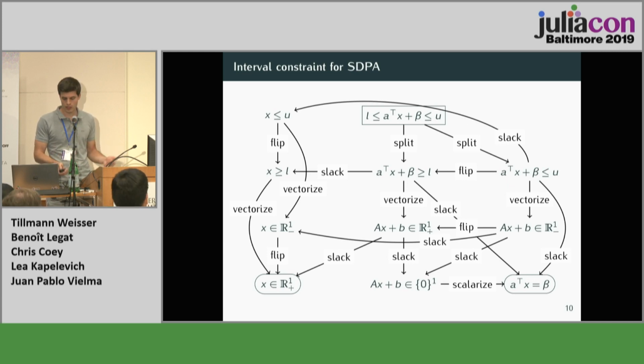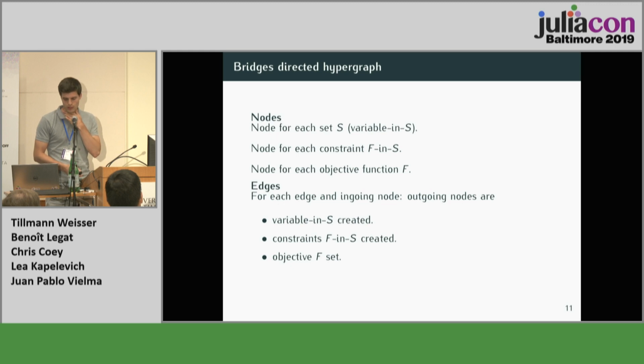Okay, so that's just an example to illustrate the idea of bridges. Each bridge is like an atomic transformation, and you just want to mix them to do a large transformation of the whole constraint. And so the problem we faced is, how do you actually decide which bridge to use? Right?